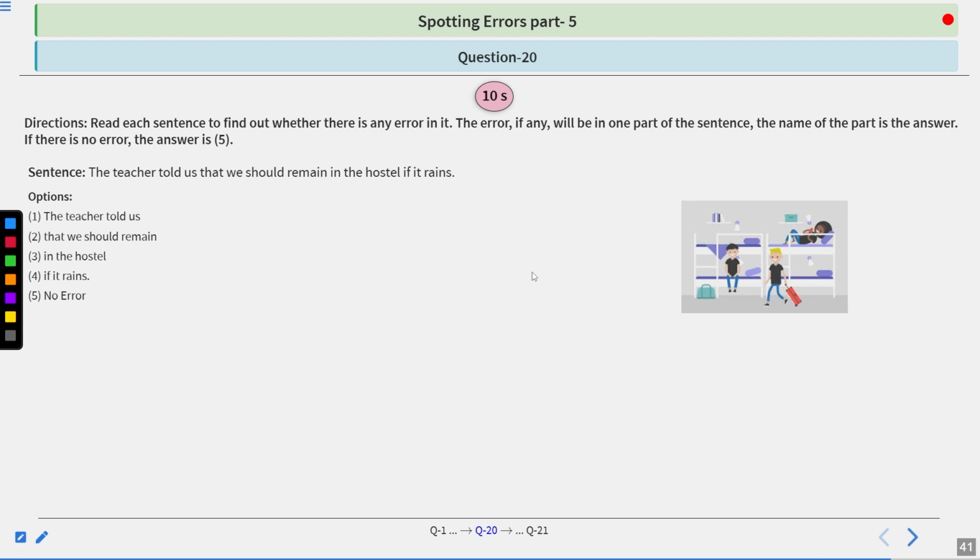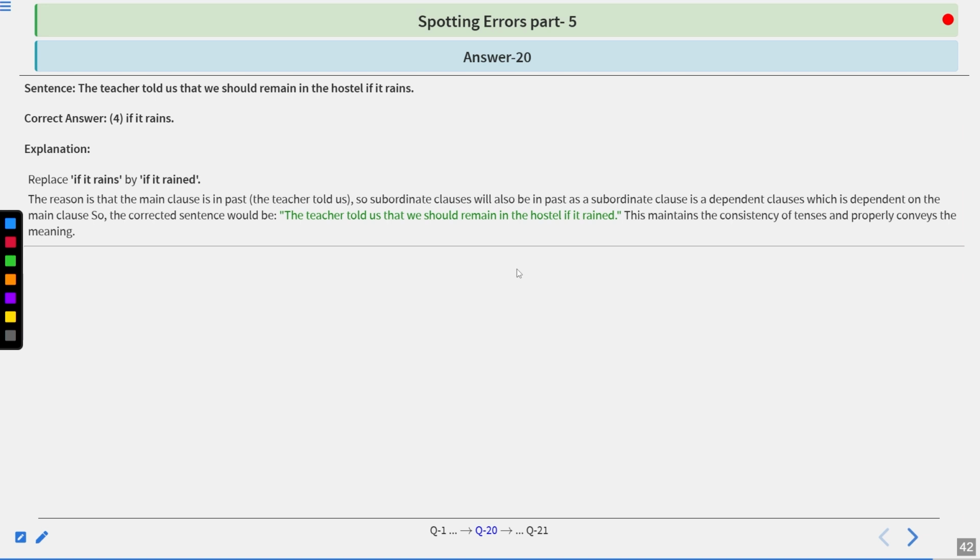The teacher told us that we should remain in the hostel if it rains. Options are given below. You have 10 seconds to spot the error. I hope you've answered. Let's look at the correct answer. The correct answer is if it rains. Let's look at the correct explanation. Replace if it rains by if it rained.